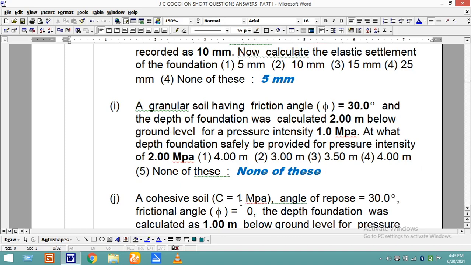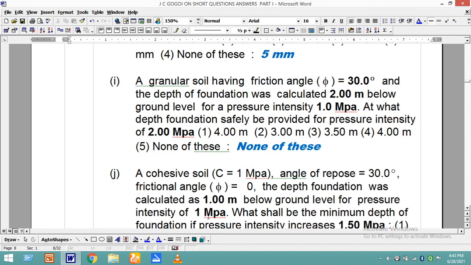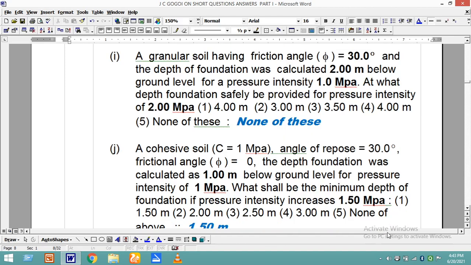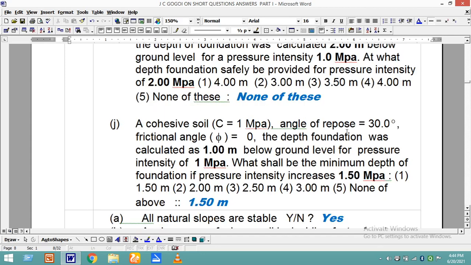A cohesive soil, C equal to 1 MPa, angle of repose equal to 30, frictional angle equal to 0, depth of foundation was calculated as 1 meter below ground level for pressure intensity of 1 MPa. What shall be the minimum depth of foundation if pressure intensity increases to 1.5? Answers are 1.5, 2 meter, 2.5 meter, 3 meter, none of this. You see, when phi is 0, C is 1 MPa, and depth of foundation was calculated as 1 meter. When it goes to 1.5 MPa, then depth of foundation shall be 1.5 meter.